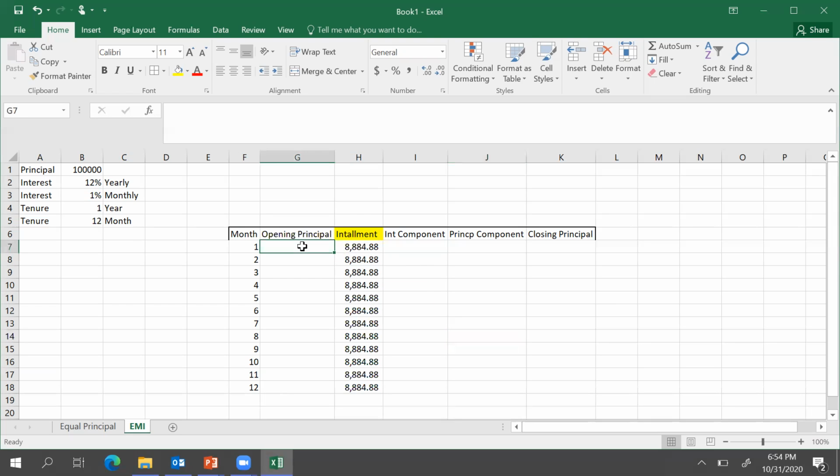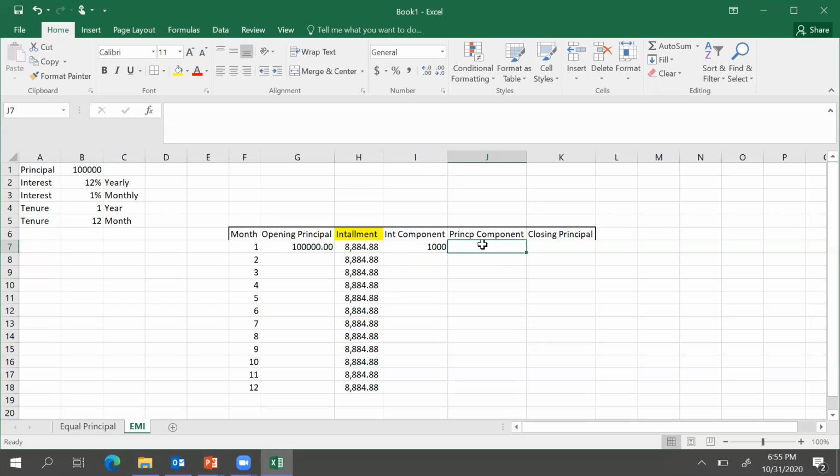Okay. Now I will just copy this amount here. It's 100,000, the opening principal. What is the interest component? What you have to do is just take the opening principal and multiply it with the monthly interest. That is the interest that you are going to pay at the end of the month on the principal that is outstanding at the start of the month.